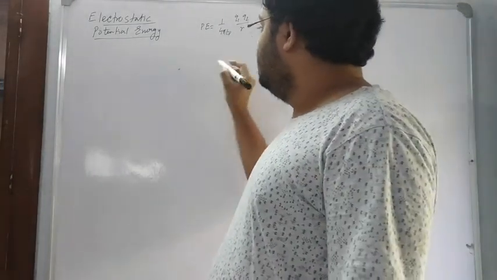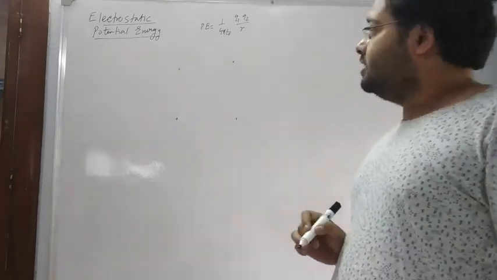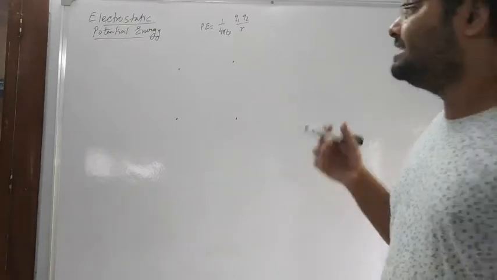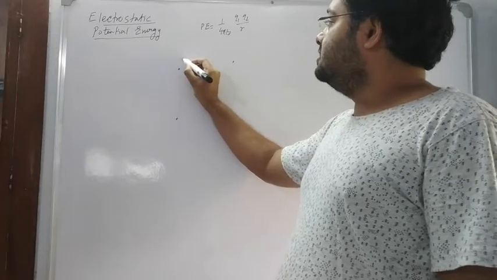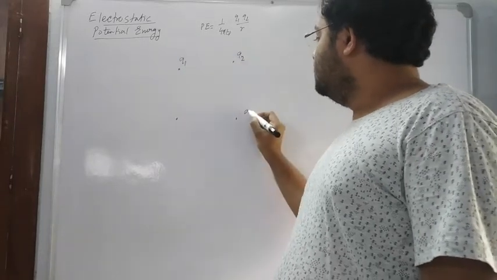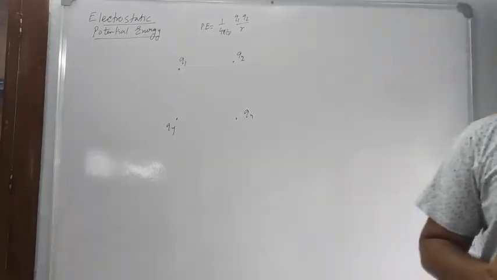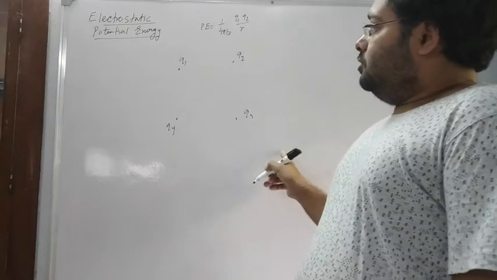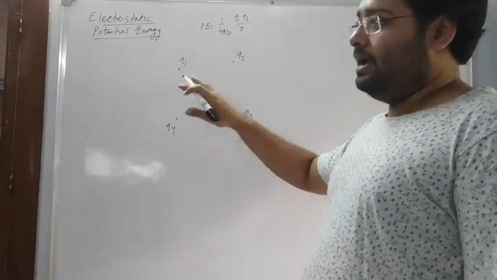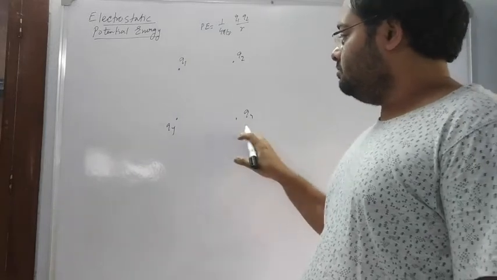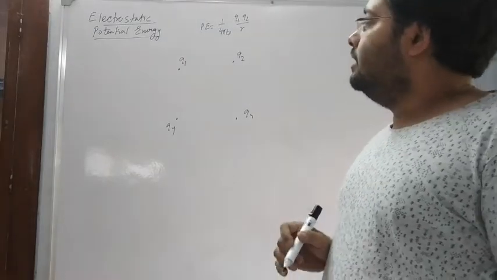Now, let's extend this case of electrostatic potential energy for more discrete charges. It is not continuous charges, but more discrete charges. So this is Q1, this is Q2, this is Q3, this is Q4. If someone asks you what is the electrostatic potential energy of this charge configuration, again I am assuming they are fixed at their respective locations, then how to calculate that?